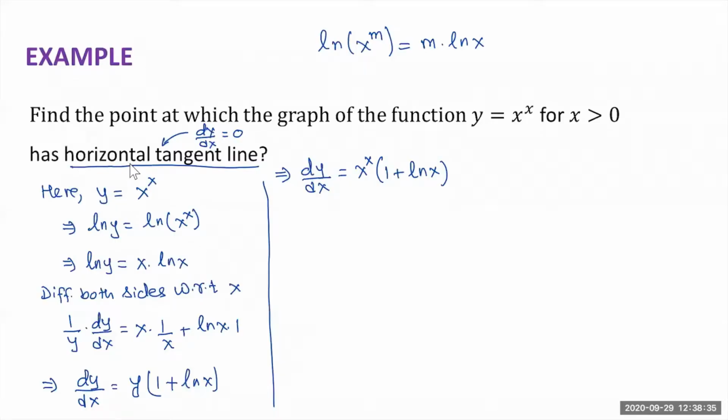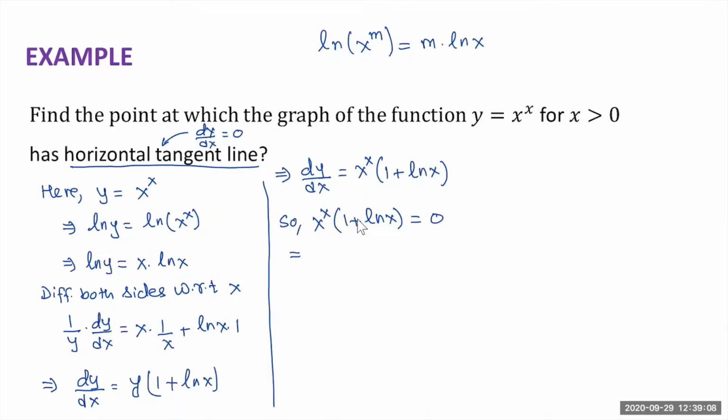Now we know for the horizontal tangent line, the derivative must be 0. So we write our derivative, that is x to the x times 1 plus natural log x is equal to 0. And in the question, they have given x is a positive quantity. Greater than 0 means positive quantity. A positive quantity raised to a positive quantity cannot be 0. That means the only possibility for this expression to be 0 is 1 plus log x must be 0.